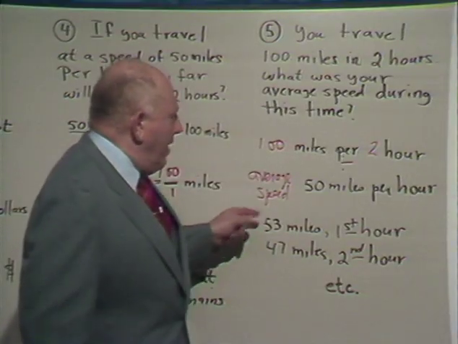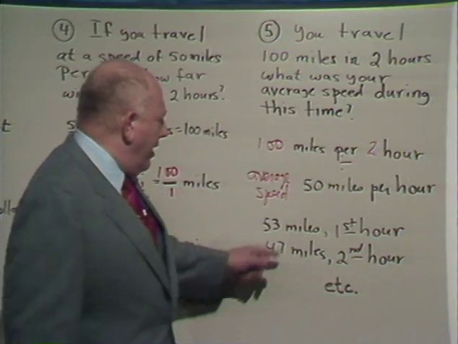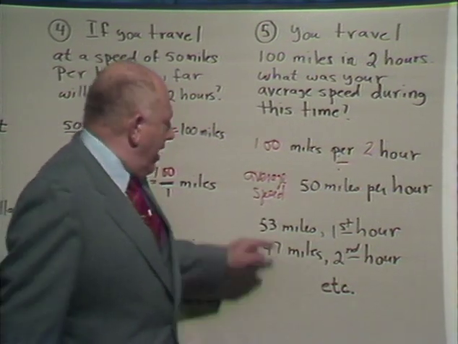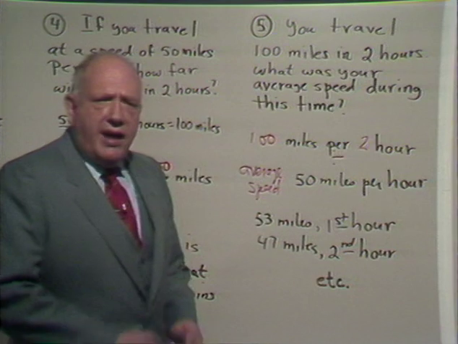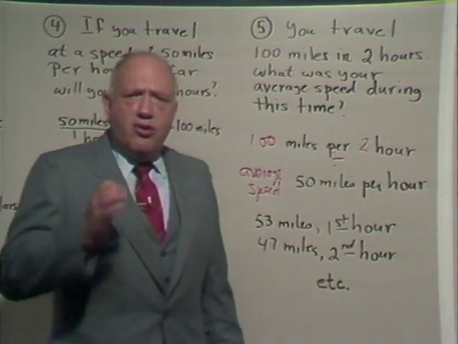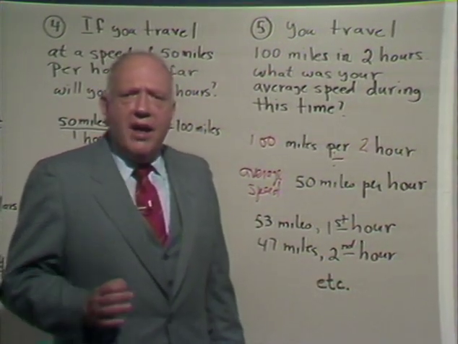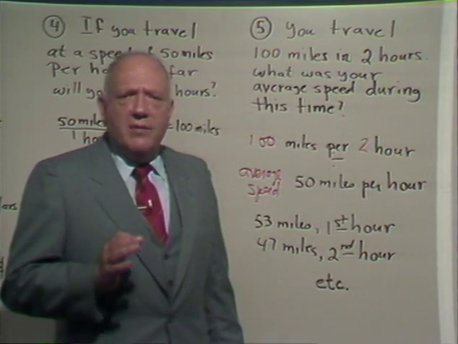Well, for example, maybe you went 53 miles the first hour and 47 miles the second hour. That would still be what? 100 miles in 2 hours. You see, any trip that you make in which you go 100 miles in 2 hours has as its average speed 50 miles per hour.